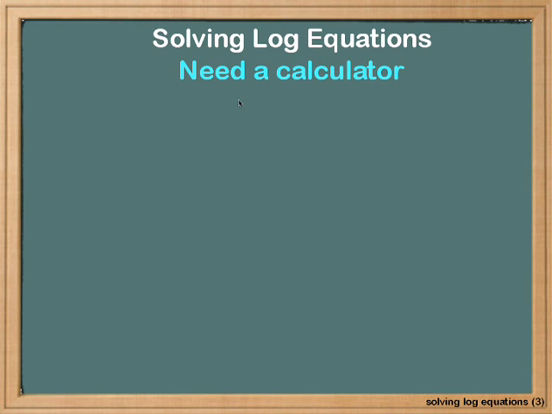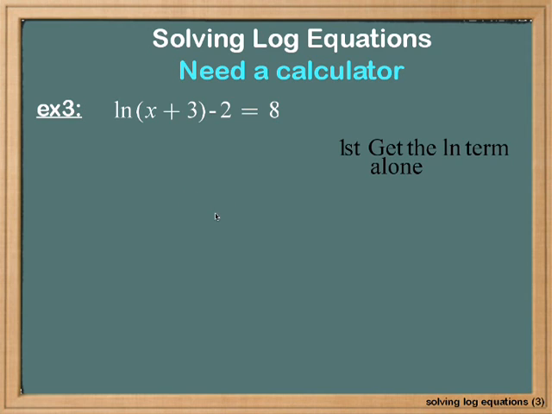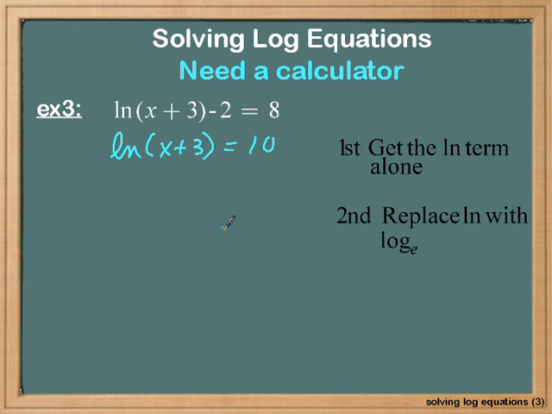For those of you ready to go, in example 3, we have ln times the x plus 3 minus 2 equals 8. To solve this problem, the first step you want to do is to get the ln term alone. So let's go ahead and take that negative 2 and add it to both sides, and we get ln times x plus 3 equals 10. Then we're going to want to go ahead and replace that ln with log base e. We've done this before, so we're going to incorporate many different skills here.